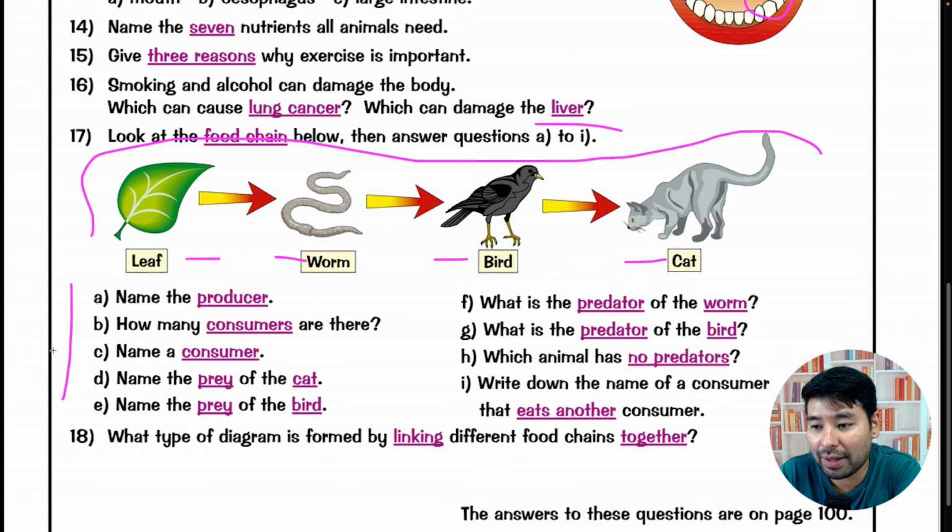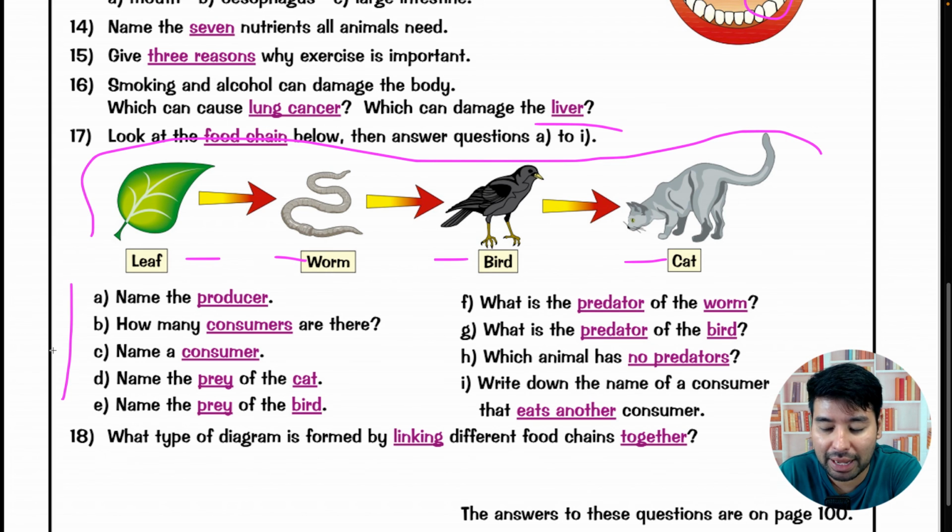Name the prey of the cat. Lembra, a gente tinha predator and prey. Name the prey of the bird. What is the predator of the worm? What is the predator of the bird? Which animal has no predators? Write down the name of a consumer that eats another consumer. A consumer that eats another consumer. O que nós estamos falando aqui? Se você não lembra, volta, assiste as aulas anteriores para responder, ok?